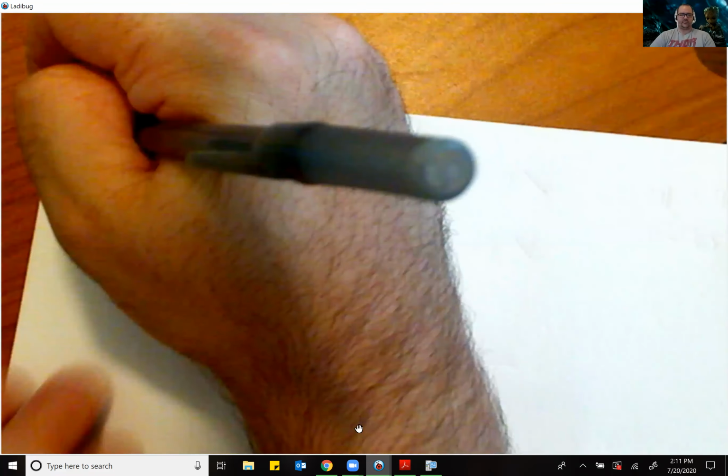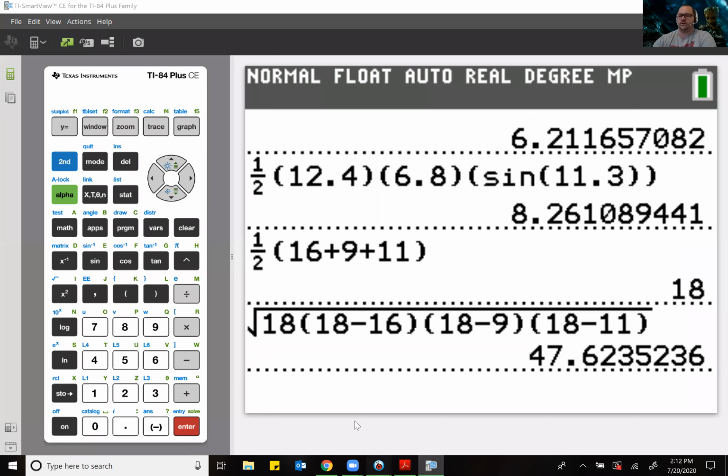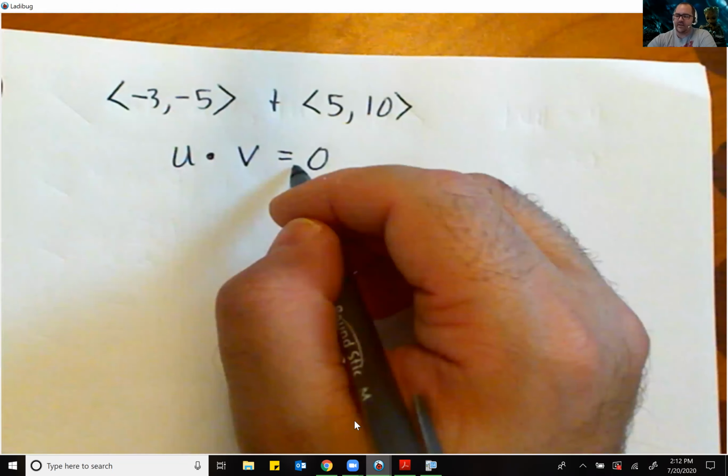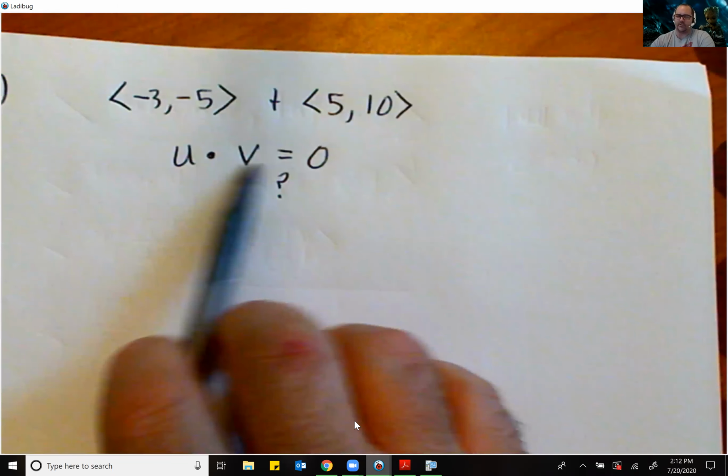Believe we're at number 31. So 31, 11.3. And they want to know, are these orthogonal? All you're going to do is find the dot product. And if the dot product is 0, they are orthogonal. That's what we want to know. U dot product V equal 0. As long as this equals 0, they are orthogonal. If this does not equal 0, not orthogonal.